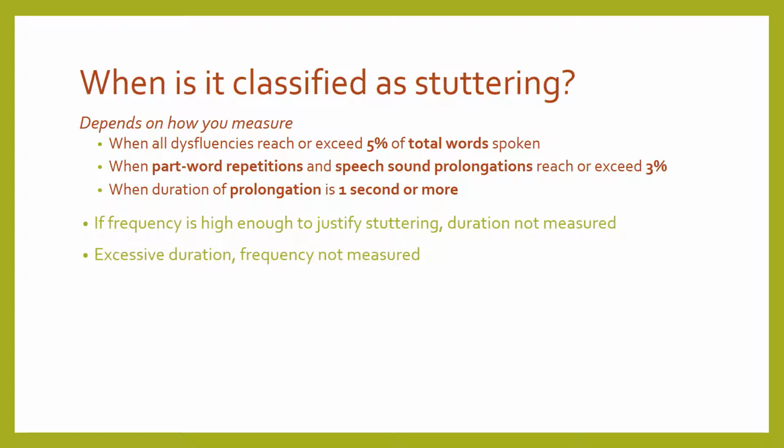Now, if you're looking at overall how you're measuring it, and maybe you have 6% in all disfluencies, but you only have 2% of part word repetitions, and you think, well, that's a little bit odd, a little bit off, then you can say, well, if the frequency is high enough to justify stuttering, then we don't have to measure how long they last. Or if there's a long duration, then we don't have to measure how often it happens.